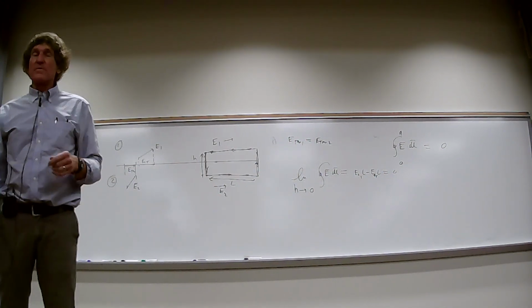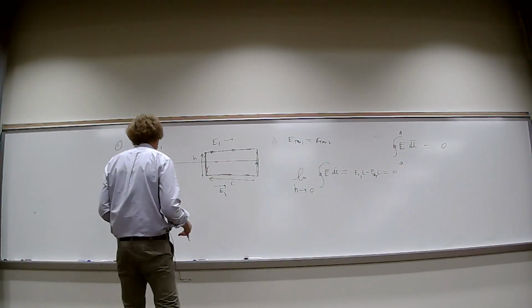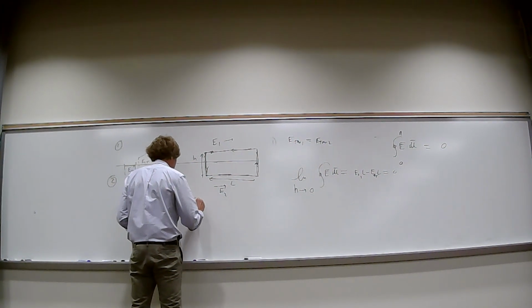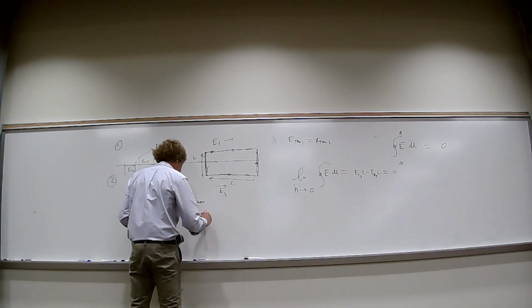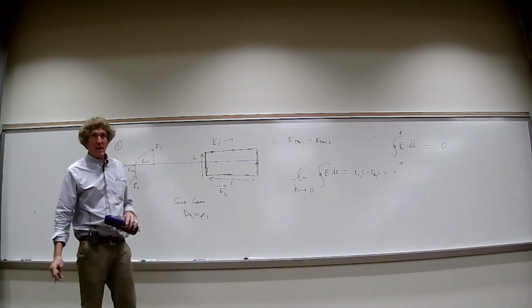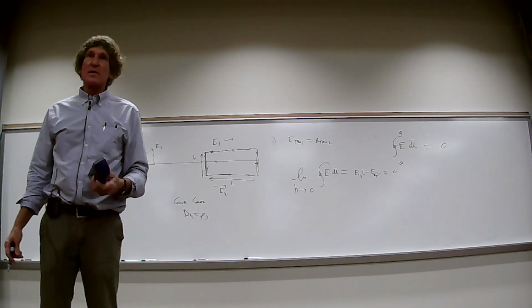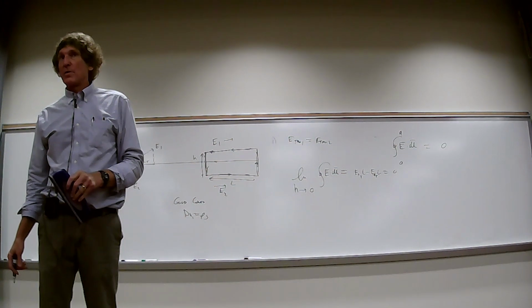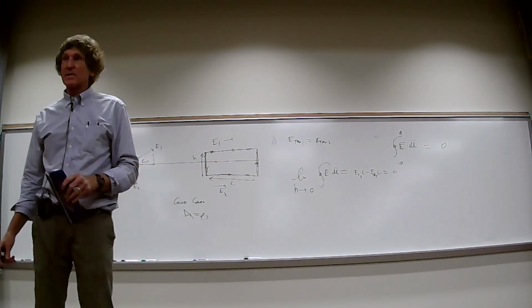Next time I'll do the normal field, but I'm just going to say this. If it's a good conductor, D normal 1 is the charge density. And if there is no charge density, but there are two dielectric regions, the normal component of the D field on one side is the normal component of the D field on the other side.